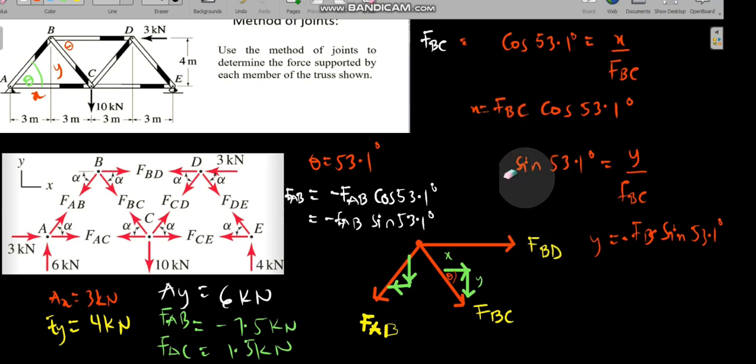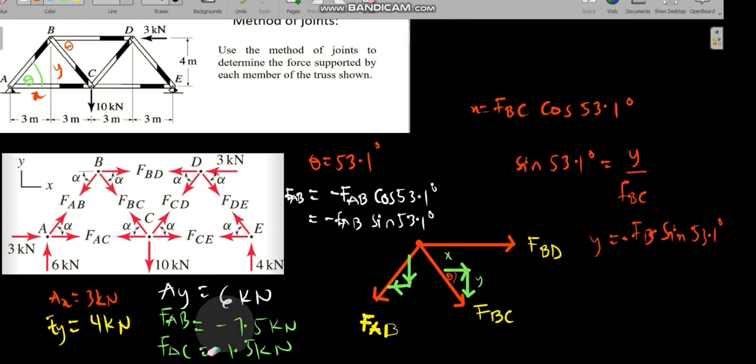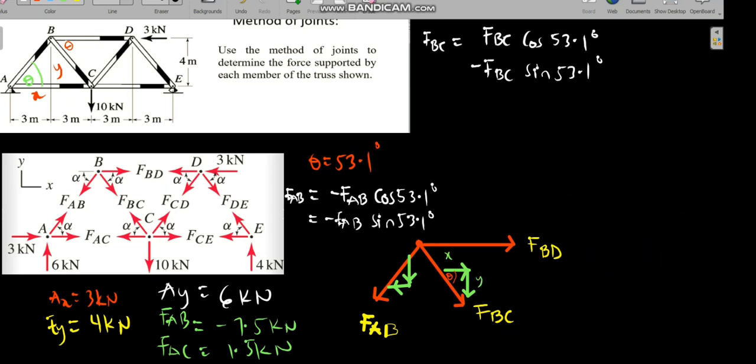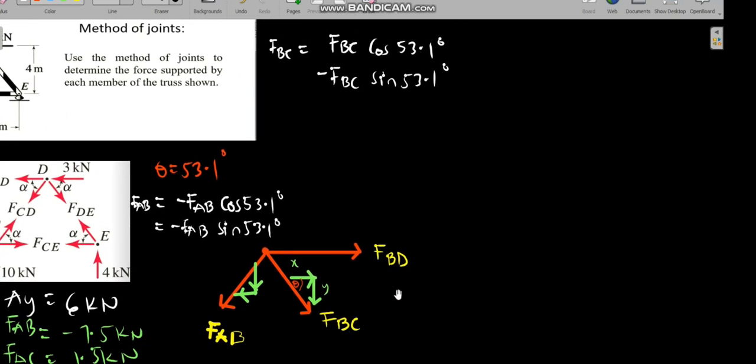Now that we have this, let's write them down. Let me clean this side here. For FBC, for the x component, I got FBC cosine of 53.1 degrees, and for the y component, I got minus FBC sine of 53.1 degrees. Now that we know the x and the y components for all of them, let's simplify this. So now you are going to sum the forces in the x direction and the forces in the y direction, then solve for the missing ones.